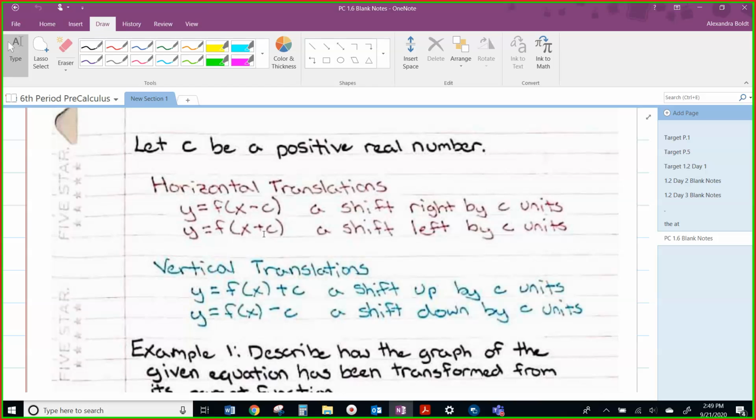Versus our vertical translations, again, those things are outside of the function. We didn't have to have parentheses for them. When I add, it does move up, and when I subtract, it does move down. So your vertical is more what you would expect.